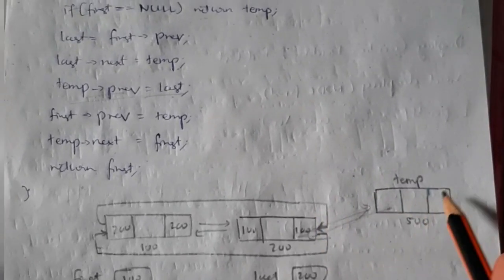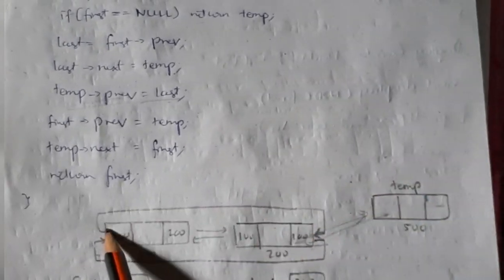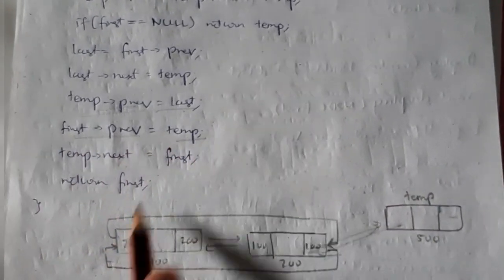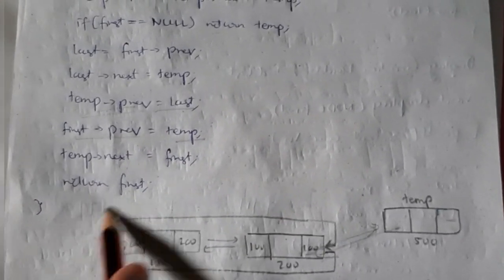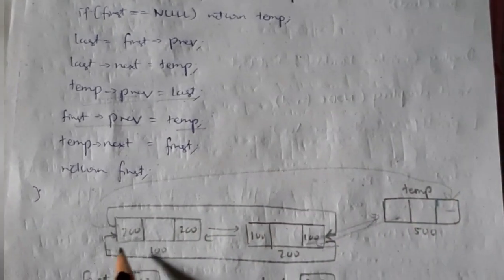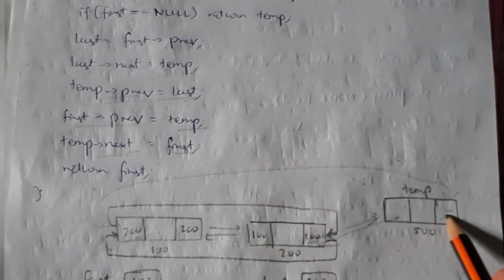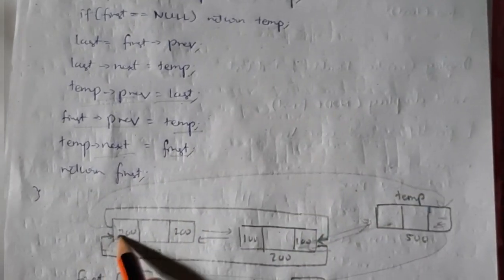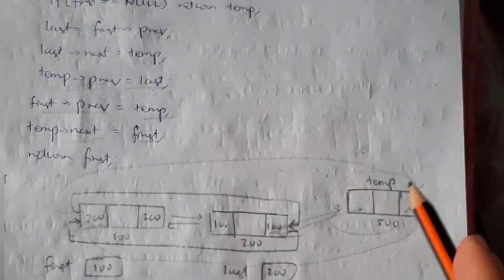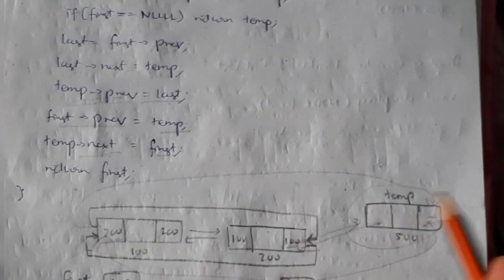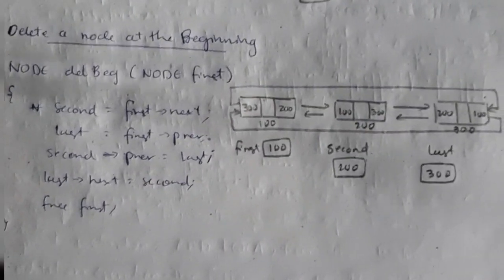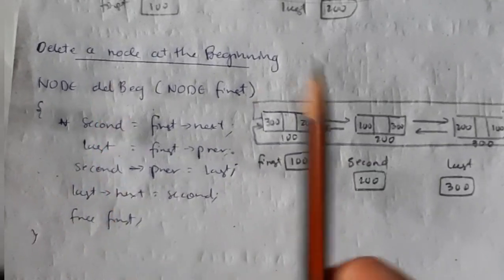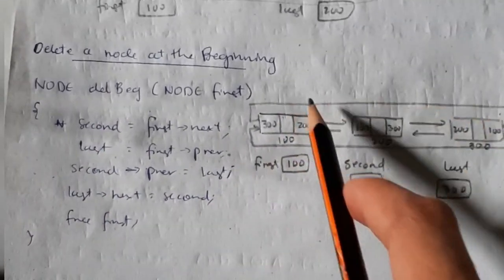Next connection you will make the next part of temp with the first arrow previous is equal to temp, so first arrow previous is this will be pointing to the temp here, and then temp arrow next is equal to first, temp arrow next is this will be pointing to first. Okay, in that way node will be inserted at the end of the list. Coming to delete node at the beginning, see delete node at the beginning means if this is the list, you have to delete this node.